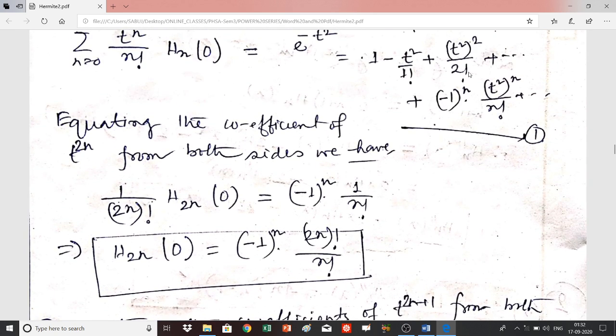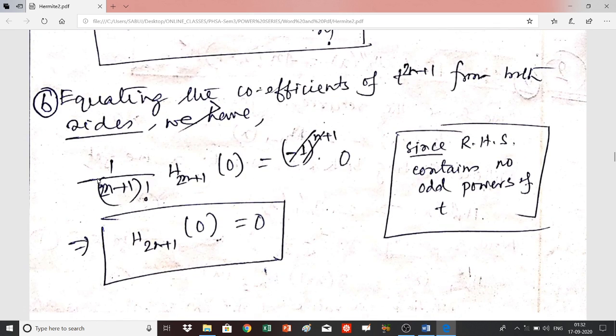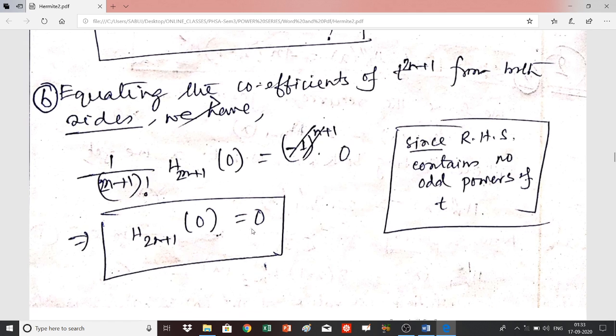From here you can obtain that 1 by (2n plus 1) factorial H_(2n+1)(0), at x equal to 0, is equal to 0. The logic is given here. So H_(2n+1)(0) is equal to 0.